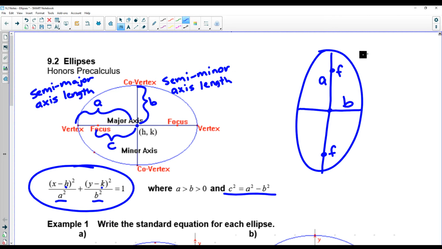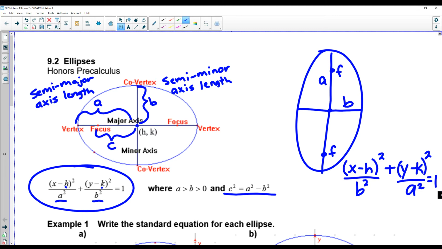And if you get stretched this way, the equation will change. The A value will change. Instead of being under x minus h squared, it will be under y minus k squared. Your A will be there because the larger value determines which way you will be stretched. And it's always going to be equal to 1, both times. But if you're stretched vertically, the bigger number will be under the y value, which stretches it vertically, instead of the bigger number under the x value, which stretches it horizontally.